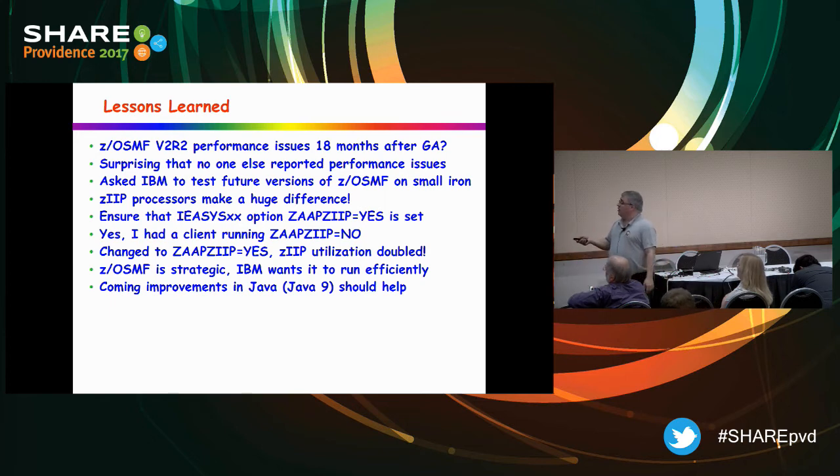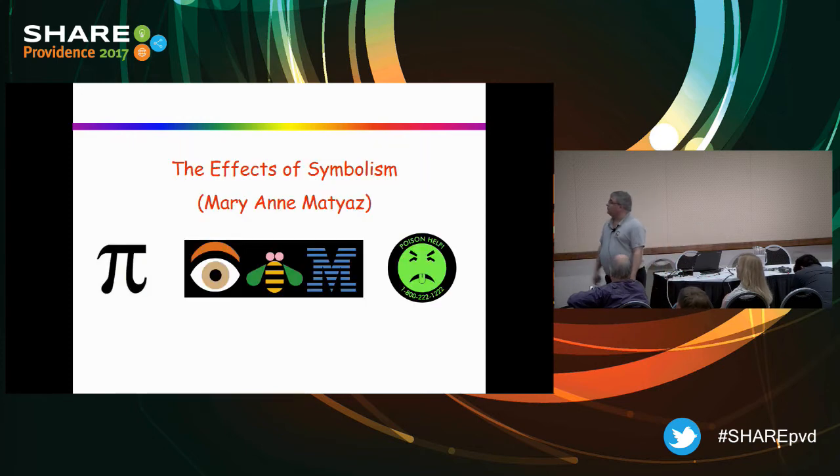So ZOSMF is strategic. IBM wants it to run efficiently. There are improvements coming in Java. Java 9 should help. So with that, I will turn it over to Marianne Matthias.